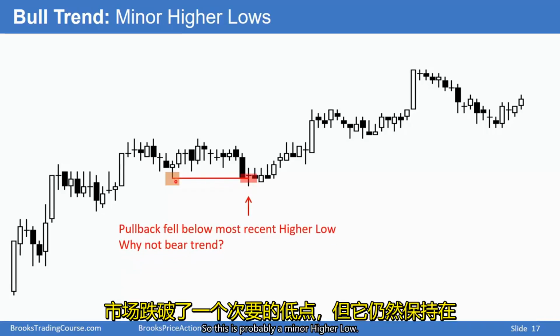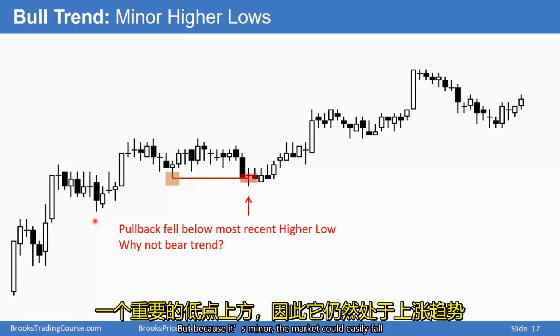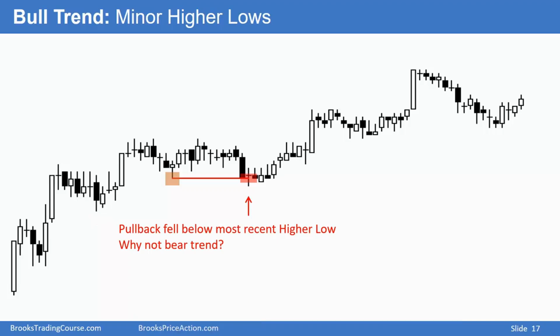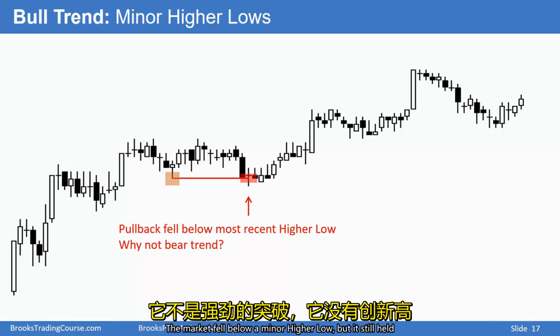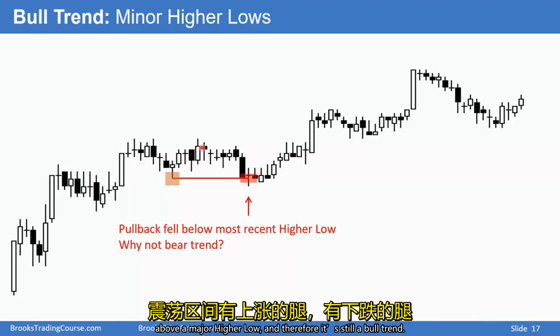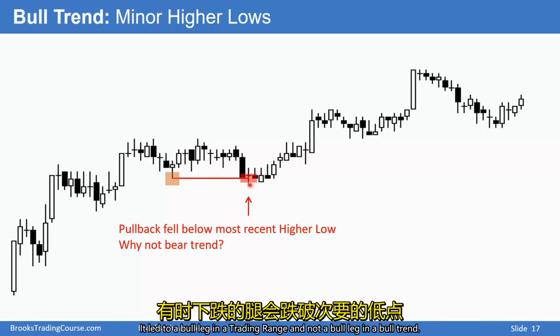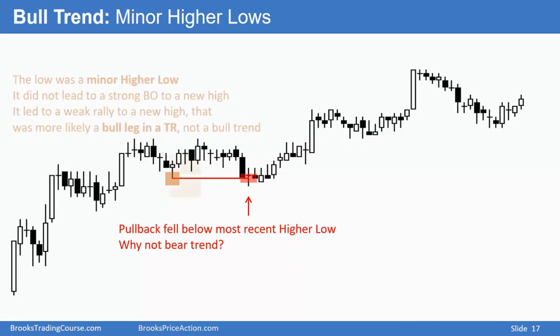The market fell below a minor higher low, but it still held above a major higher low, and therefore it's still a bull trend. It led to a bull leg in a trading range and not a bull leg in a bull trend. It did not lead to a strong breakout to a new high. And trading ranges have legs up, they have legs down, and sometimes the legs down fall below minor higher lows.